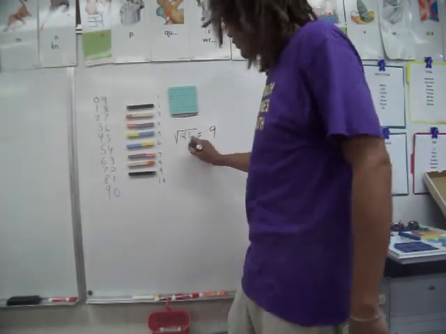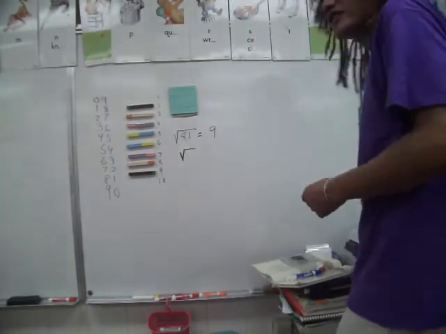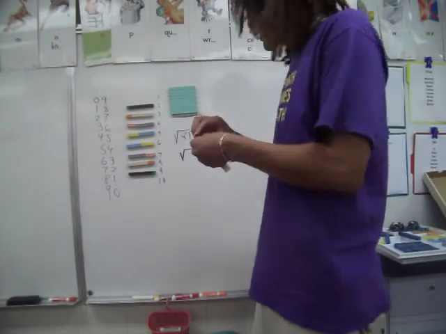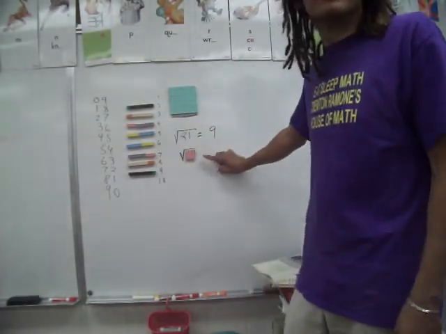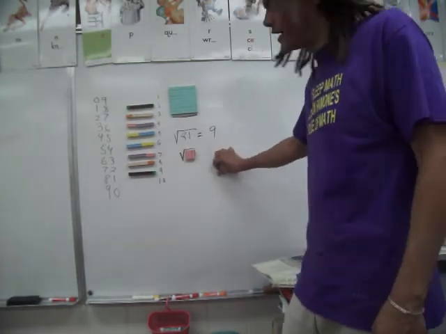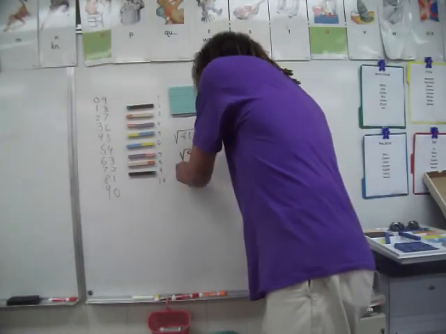9. Okay, what if I ask you for the square root of 9? Oh my goodness. Can I make 9 into a square? Have you guys ever built a 9 square? Can we build 9 into a square? How many is this? 3 3s. 9. You mean 9. There you go. So 9, if I make that into a square, what's one side?